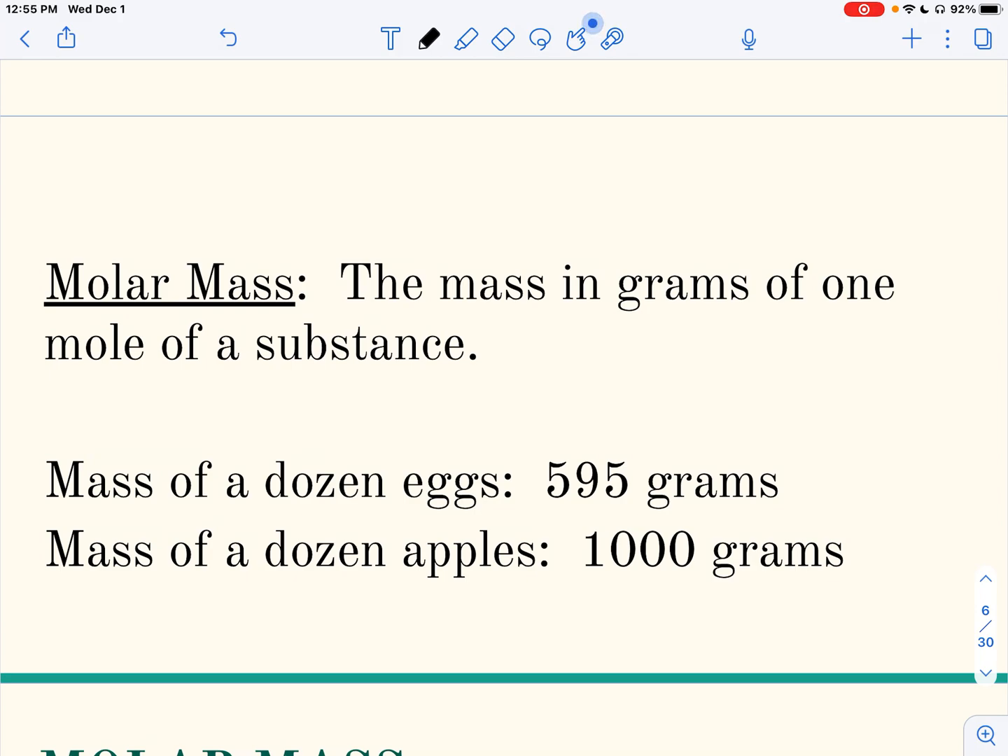Now, one thing that students sometimes find confusing is that they think, oh, if the mole is always the same, then the molar mass always needs to be the same. But that's not true. The mole is the amount, meaning like the dozen is 12. The mole is 6.02 times 10 to the 23rd. If you have a dozen eggs, it's 595 grams, but if you have a dozen apples, which are much heavier, it's 1,000 grams. Even though you have 12 eggs and 12 apples, they don't weigh the same. If you have a dozen pencils and a dozen Chromebooks, they're not going to weigh the same, but they are going to be the same amount. So that's what we're figuring out here. They will have the same amount of atoms, molecules, whatever if it's a mole, but they will not have the same mass.